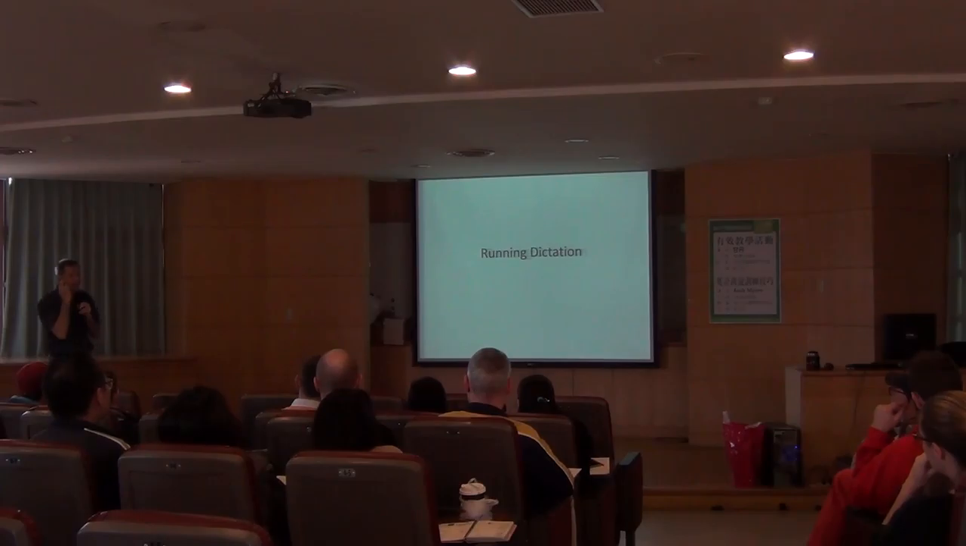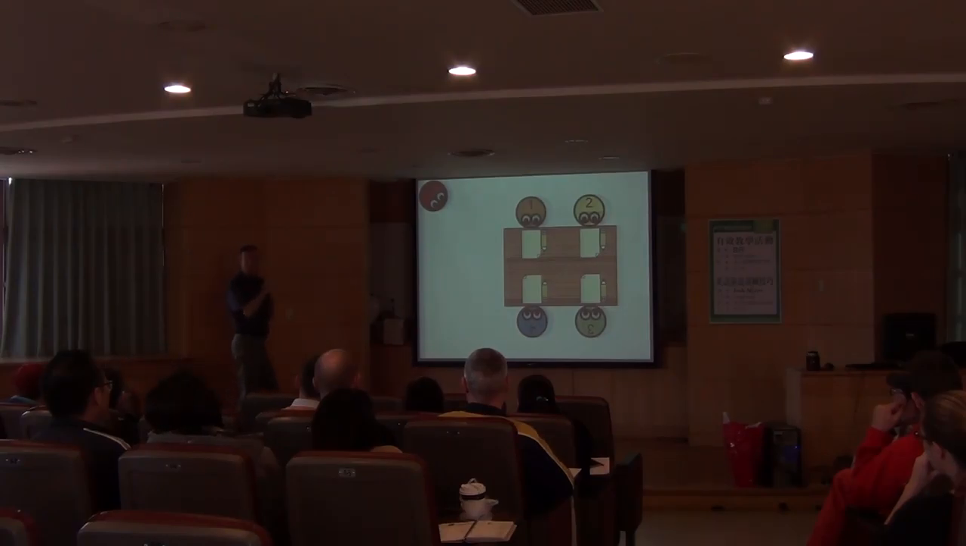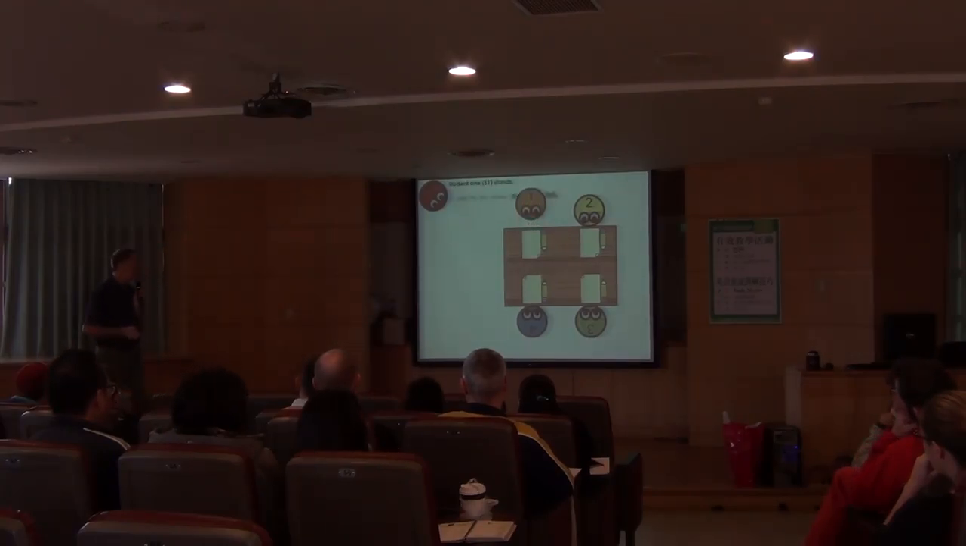For the next one, all right, running dictation, this is what we do. First, you have four students in a group, you have one teacher. In this example, the teacher is not a teacher. The teacher is a piece of paper on a desk. Okay? Student number one stands up. Student number one gets the first answer empty-handed.